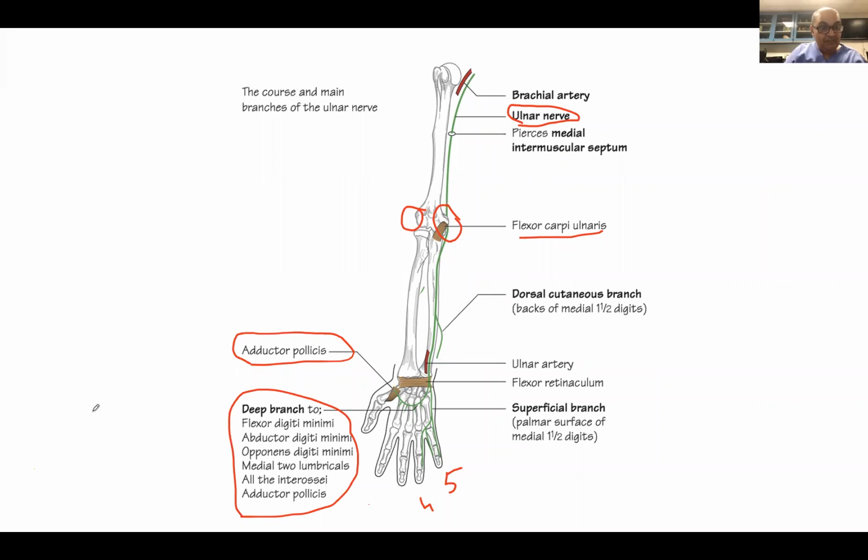Is the extensor carpi radialis longus part of the common extensor tendon? Yes, because it's one of them, though it was shown outside. No, but it is part of that. Are we good with the ulnar nerve? Any question? Tennis, lateral side, yes. Golf, medial side.